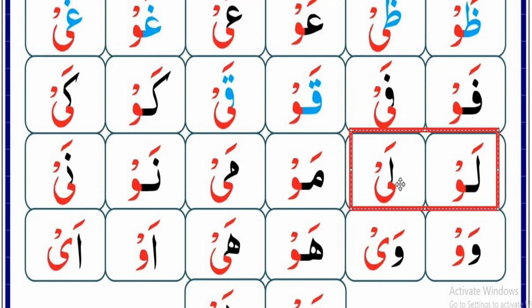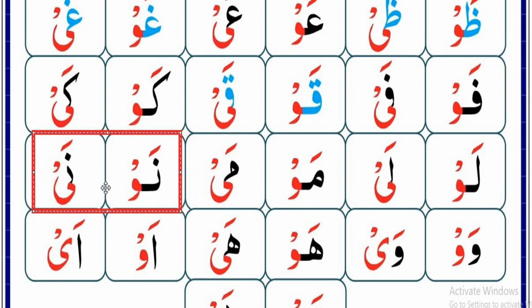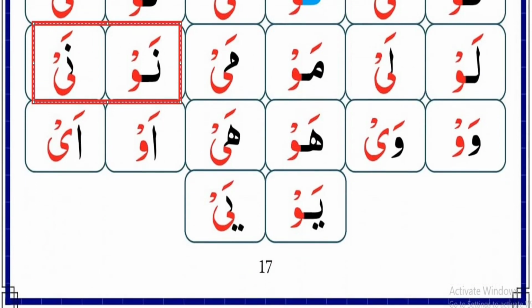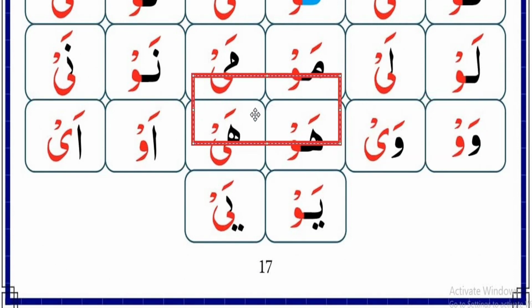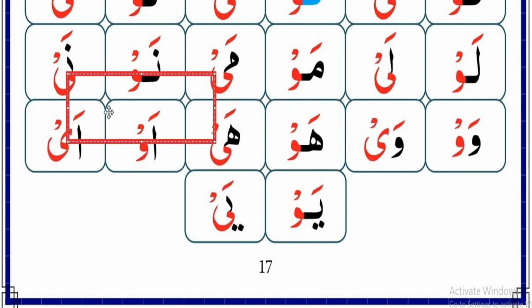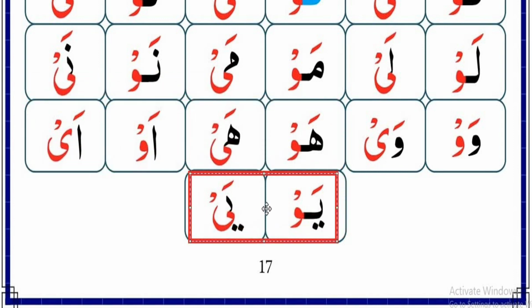Law, lay. Maw, may. Naw, nay. Waw, way. Haw, hay. Aw, ay. Yaw, yay. So this was the lesson about the leen letters, and that is it for today.